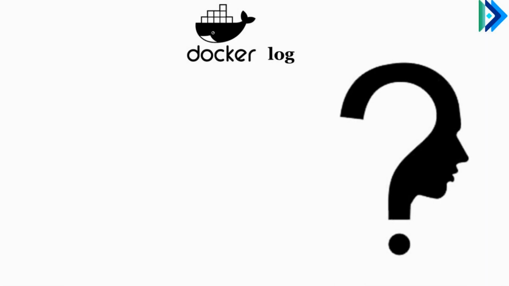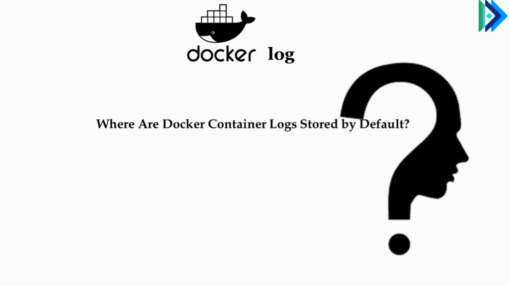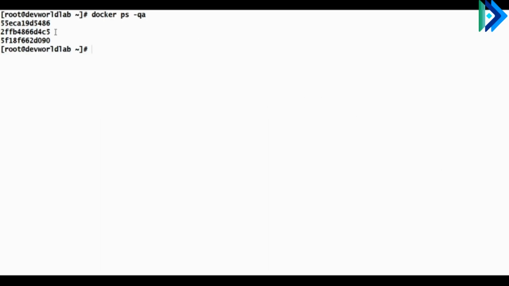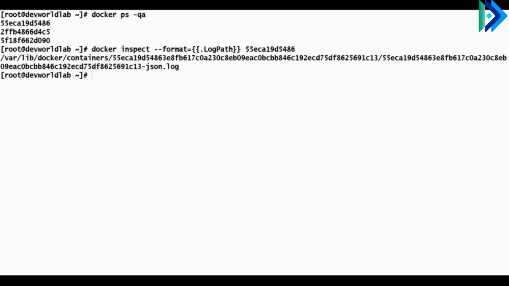Do you know where Docker log files are stored by default? We can use the docker inspect command to find out the answer to this question. Go to the terminal, type docker inspect --format='{{.LogPath}}' container ID. You can find the JSON log files in the /var/lib/docker/containers directory on a Linux Docker host.